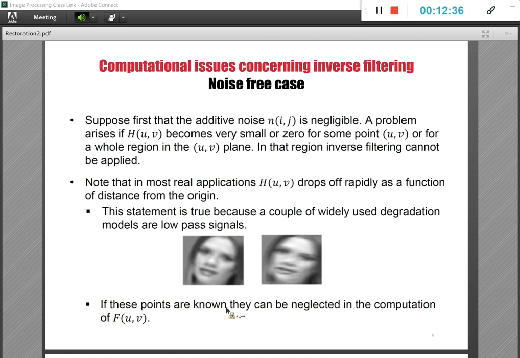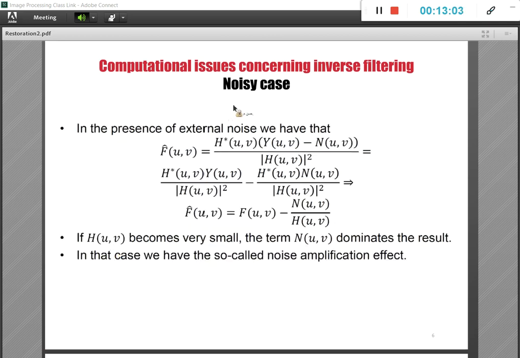If these points are known, they can be neglected in the computation of F. If the system is non-blind and we are familiar with H, we can solve this problem in regions where H is small or 0. This is the noise-free case.